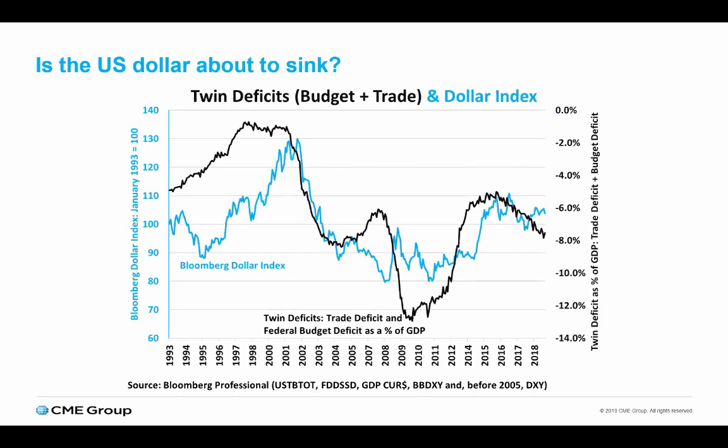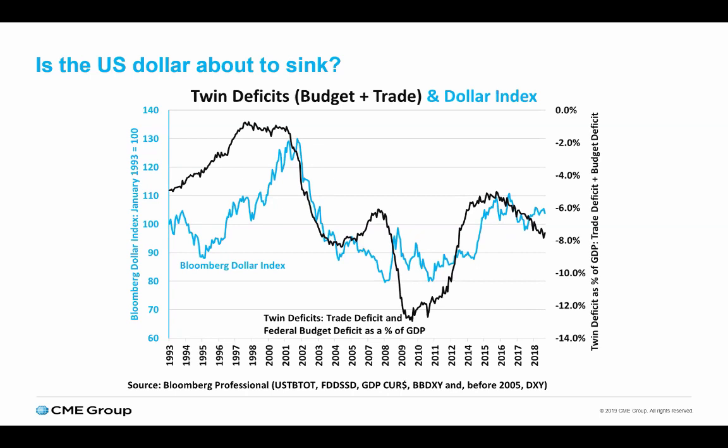Another reason to think gold might do really well is the US dollar. The US dollar, which you see here in the Bloomberg Dollar Index, there in the light blue line, has been a strong currency since 2011. If you wonder why gold has been sinking, a lot of it has been because the dollar has been strengthening.